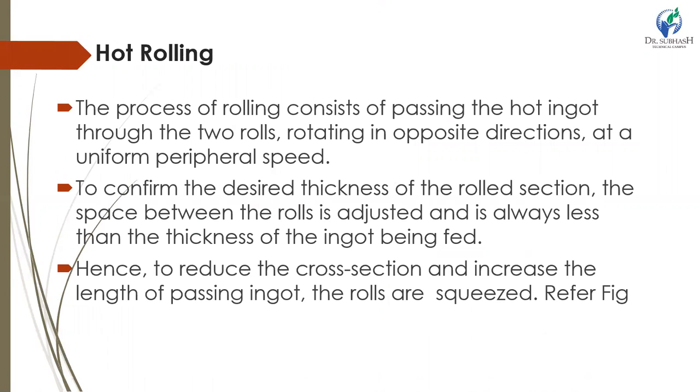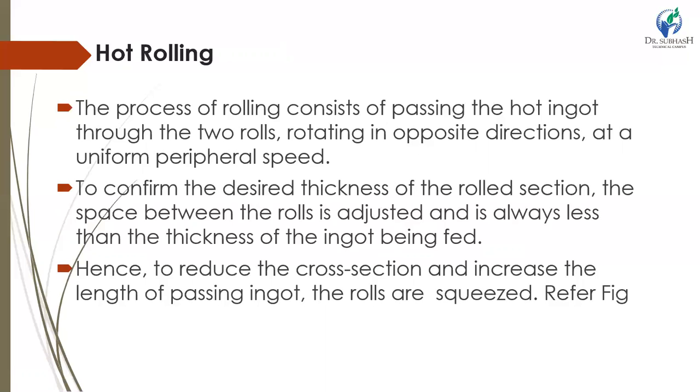The hot rolling process is the process of the material passing through the roll mill. In rolling, a hot ingot passes through two wheels rotating in opposite directions at uniform peripheral speed. To achieve the desired thickness, the roll gap between the rolls is always adjusted to be less than the thickness of the ingot being fed. Hence, the cross section is reduced and the length of the passing ingot increases.